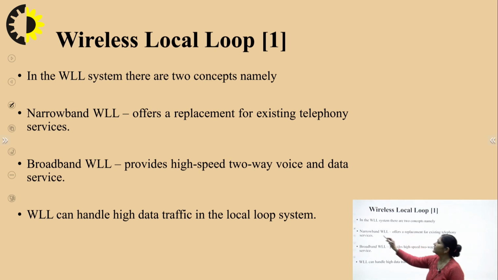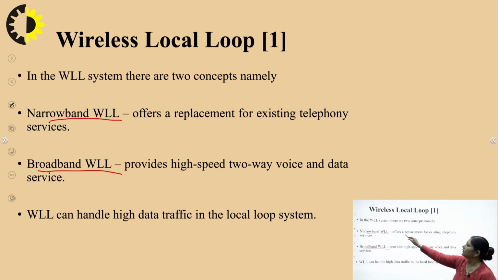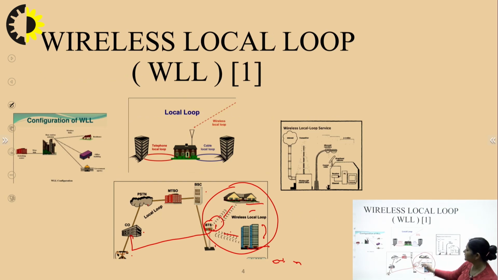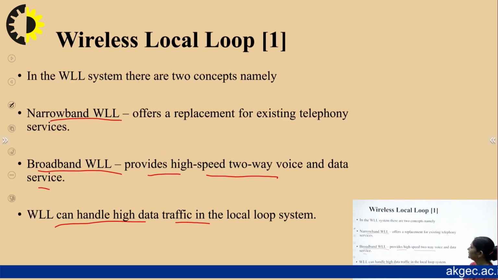There are two main components. One is narrowband WLL, another is broadband WLL. Narrowband WLL offers a replacement for existing telephone services, whereas broadband provides high speed voice and data services. So in the case of broadband WLL, both voice and data services are possible. So WLL can handle high data traffic in the local loop system. We call this a local loop. Within this local network, rather than being connected to so many things, a local connection is there. So it provides high data connectivity.